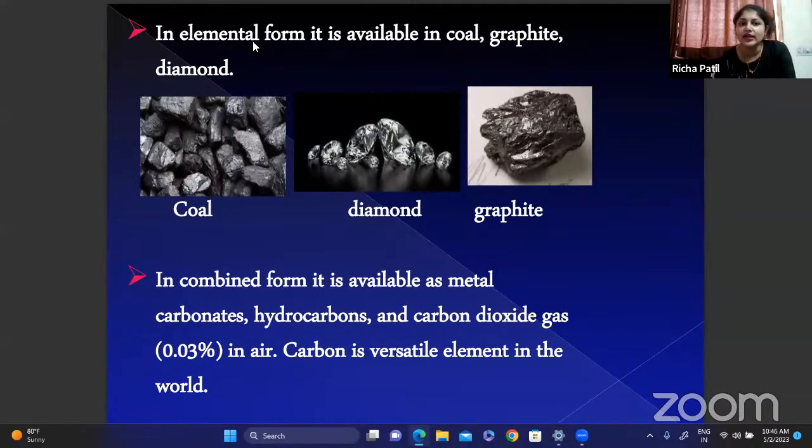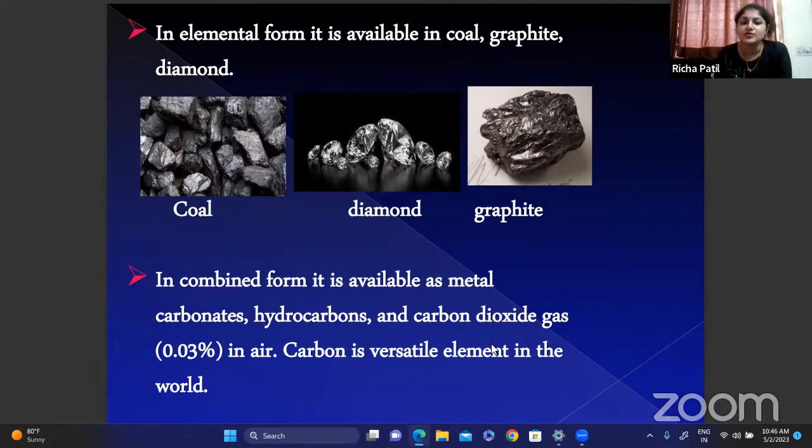In elemental form, these are the allotropes of carbon: coal, graphite, and diamond. So carbon in elemental form is available as coal, graphite, and diamond. Next, in combined form, it is available as metal carbonates, hydrocarbons, and carbon dioxide gas.